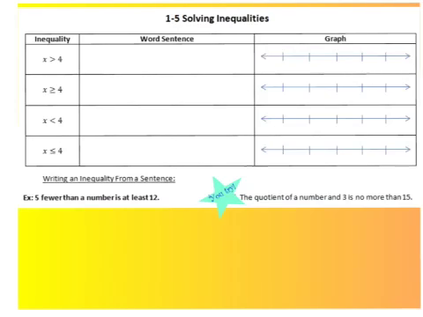Alright, so first thing, we want to be able to write an inequality as a word sentence. And we want to graph it. So the inequality we first see is x is greater than 4. So we would write x is greater than 4.